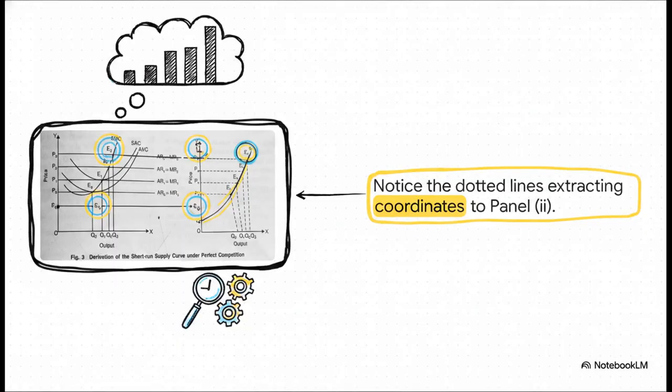If you follow those horizontal dotted lines straight across from panel 1 over to panel 2, you can see how connecting those exact extracted coordinate points E0, E1, E2, and E3 visually creates a single upward sloping line labeled S. That line perfectly maps the varying quantities Q0, Q1, Q2, and Q3 against their respective prices. So, by simply tracing the firm's rational, profit-maximizing responses step by step, we have organically derived the firm's short-run supply curve entirely from scratch. Pretty cool, right?